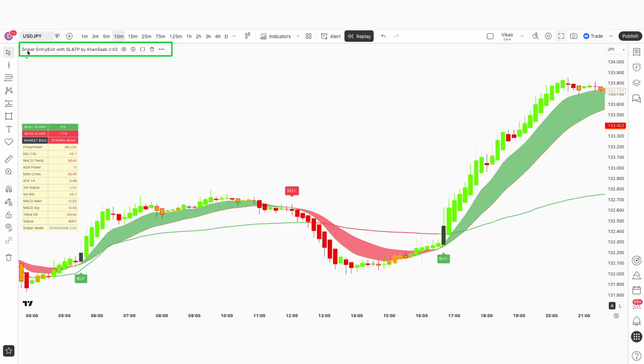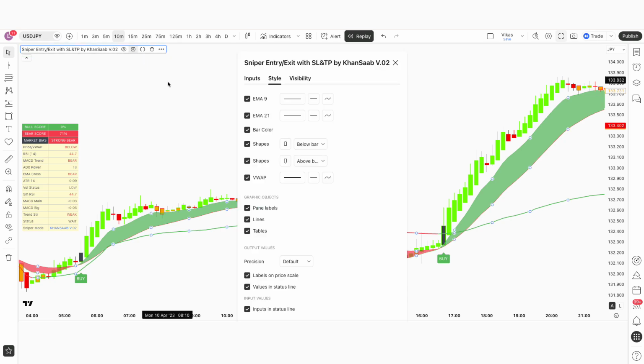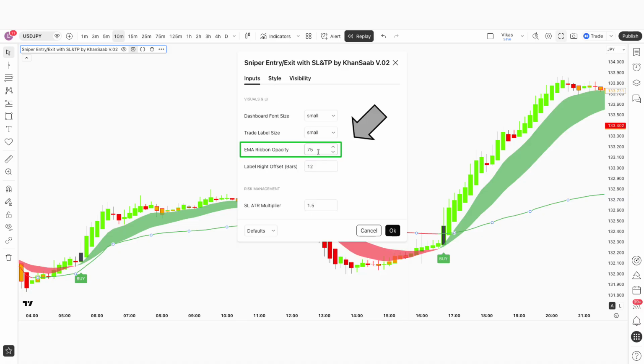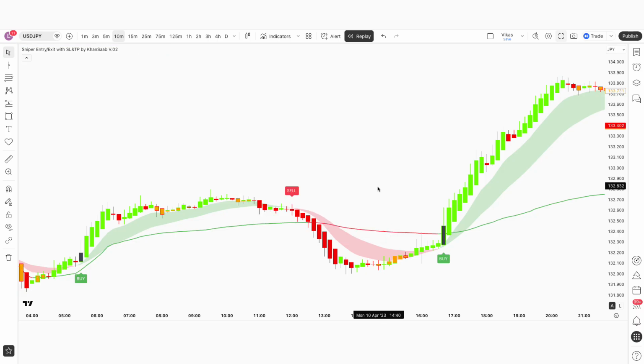Now change the indicator settings for perfect signals. First, we have to keep these options hidden. And after that, change the EMA ribbon opacity from 75 to 29. Here everything is fine after that. Click OK. Now we'll add one more indicator to make this strategy more powerful.